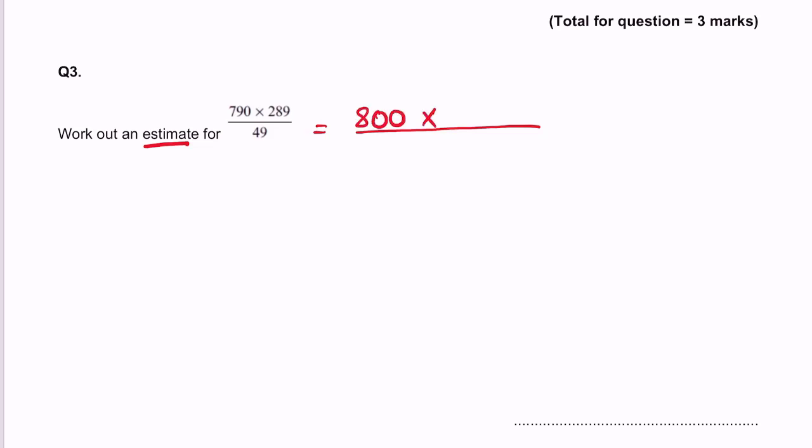289 rounded to one significant figure. Now if you're not sure how to round to one significant figure, just draw the line after the first significant figure. 5 or over, then that means you need to add 1 to this number, that becomes 3, and the rest of the digits turn into zeros, which is 300.